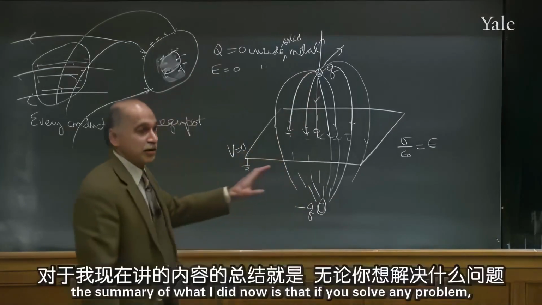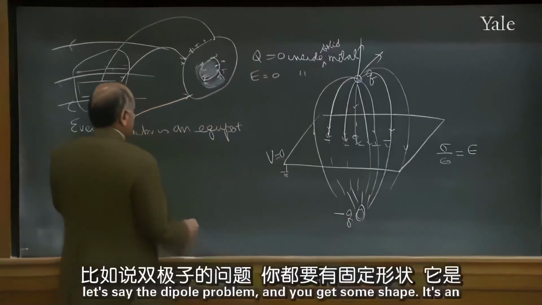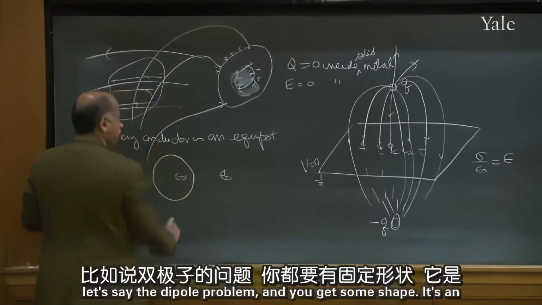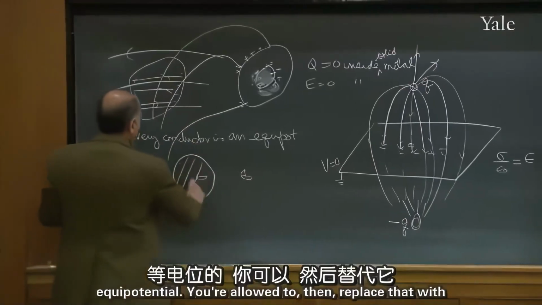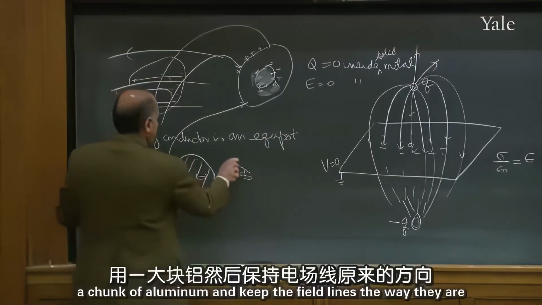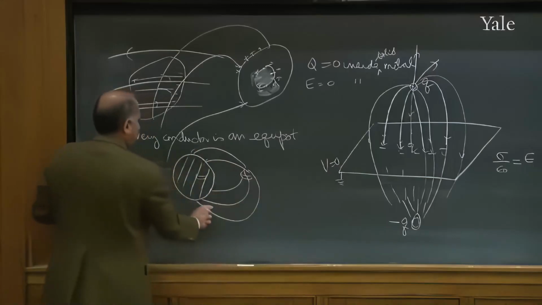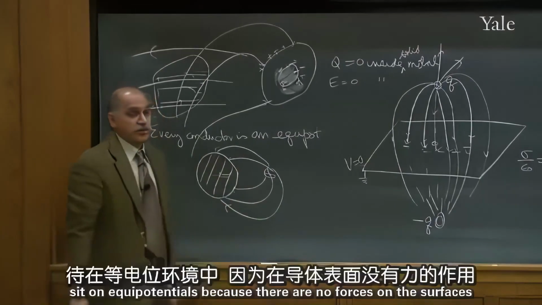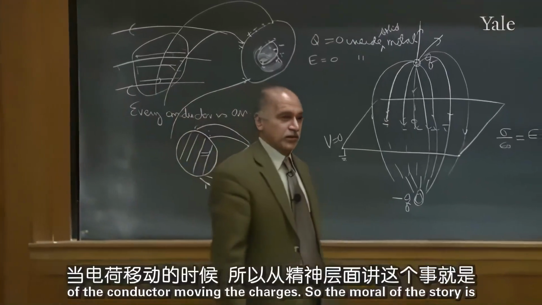So the summary of what I did now is that if you solve any problem, let's say the dipole problem, and you get some shape, it's an equipotential, you're allowed to then replace that with a chunk of aluminum and keep the field lines the way they are. Because that aluminum will be an equipotential, and it'll happily sit on the equipotential, because there are no forces on the surface of the conductor moving the charges.